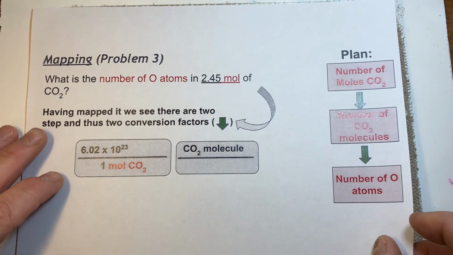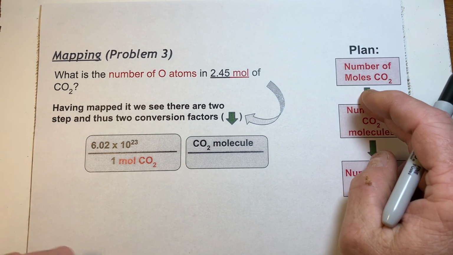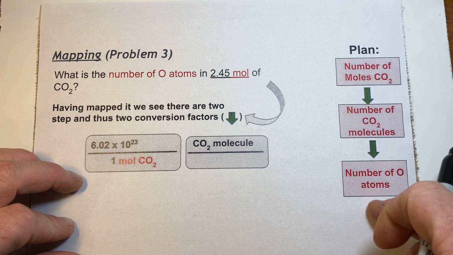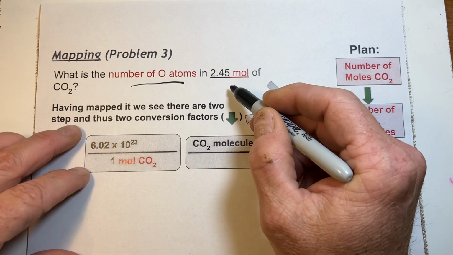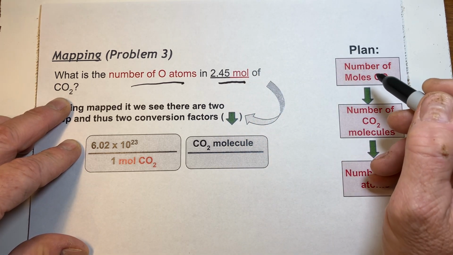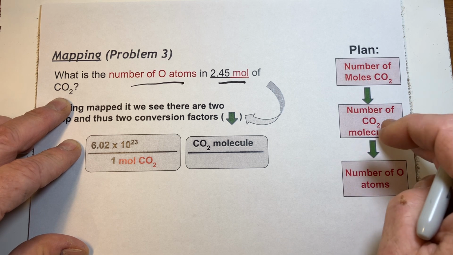So here's our last one that we'll do on the video here. And again, you can have that plan and maybe just keep it simple: grams, moles, compounds, and atoms. What's the number of oxygen atoms in 2.45 moles of CO2? So now we're going from moles, not just a number of compounds.